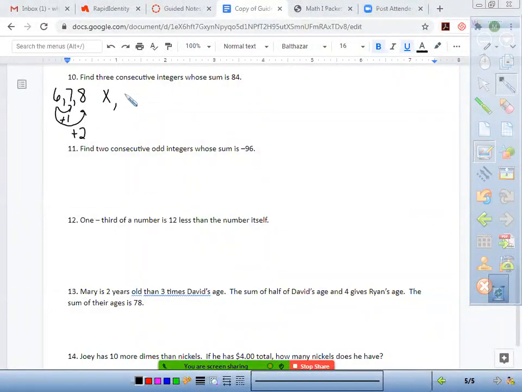So let's say for instance, my first number is x. The next one's going to be what? X plus 1. And then the one after that's going to be x plus 2. So it says 3 consecutive integers, then those are going to be x, x plus 1, and x plus 2. It says their sum. What does sum mean? Add. So we're going to add those 3 together. So x plus x plus 1 plus x plus 2 equals 84.